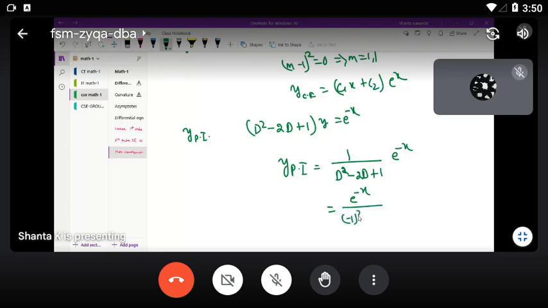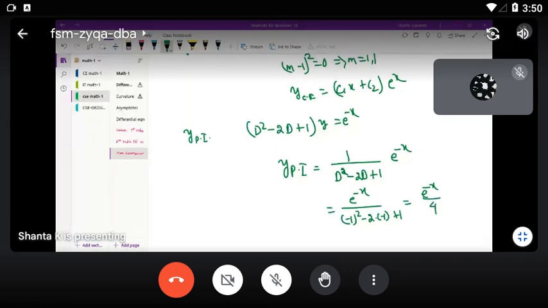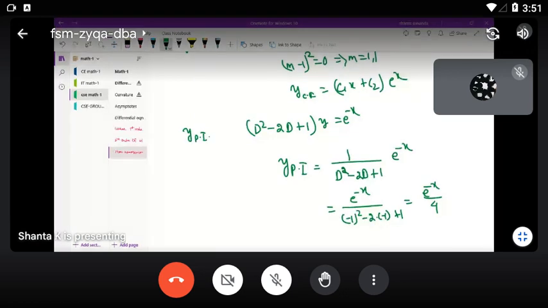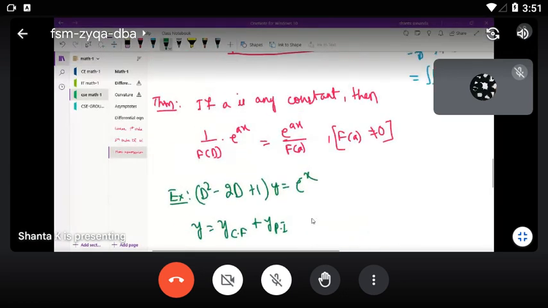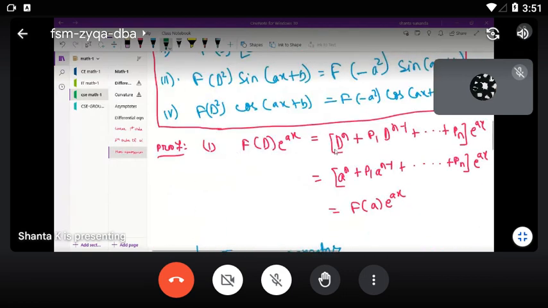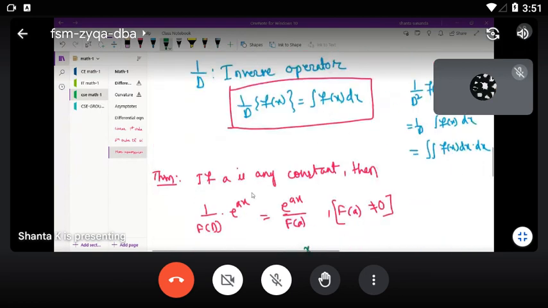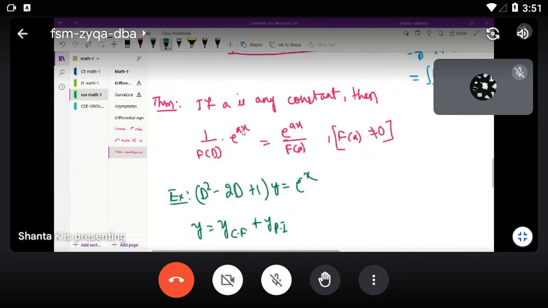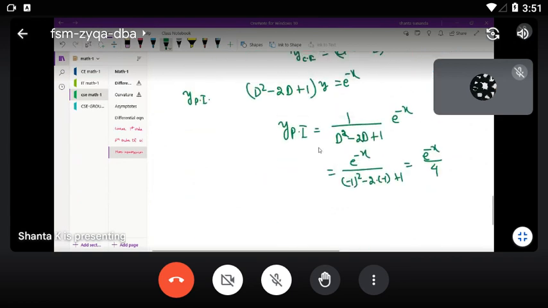If you substitute, then simply it will be e power minus x, and D we will replace by minus 1: minus 1 square, minus 2 times minus 1, plus 1. So 1 plus 2 plus 1, so e power minus x by 4. Got it? So this is your particular integral. Please repeat that part. Here you see, this is what I have done, in the inverse mode. If you have the directly multiplied mode, you can use the other one. But here we have 1 by f(D), so for 1 by f(D) e power ax, this is e power ax by f(a). That is the solution. Simply we put in what we have substituted here.